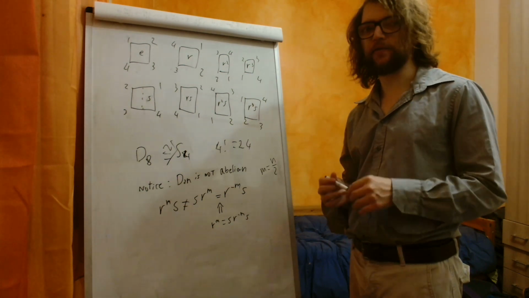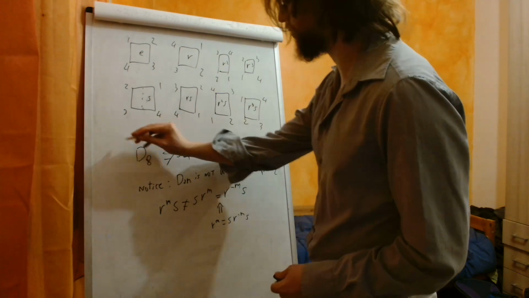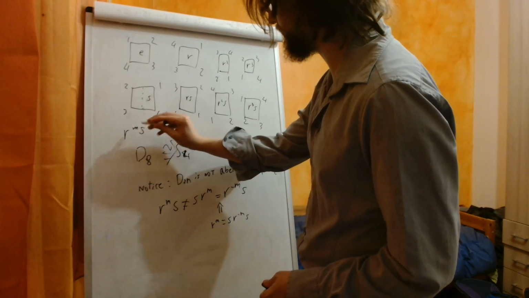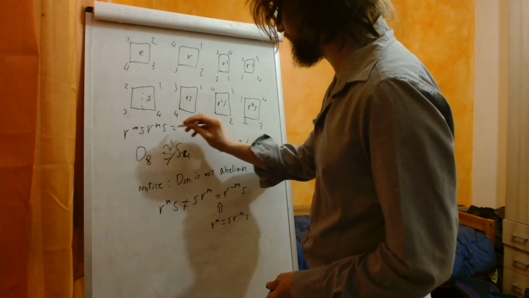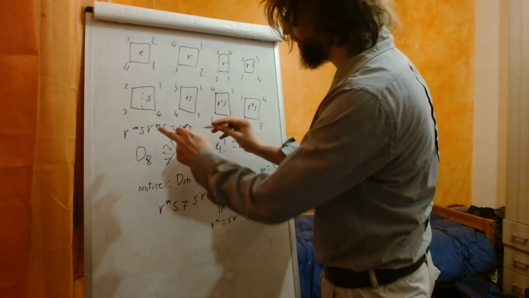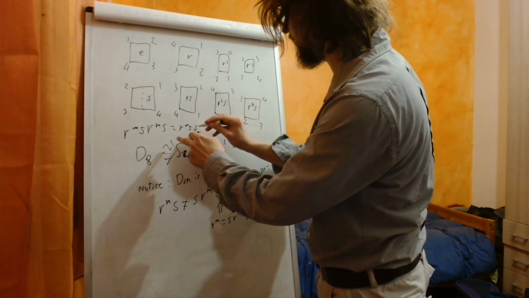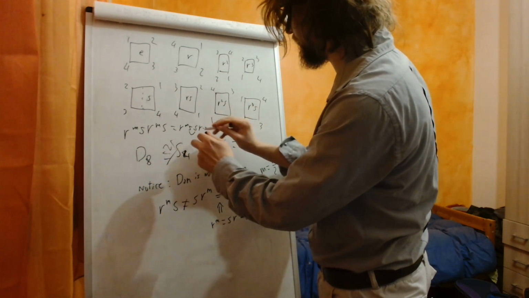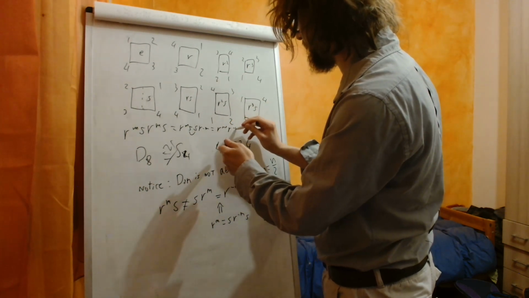Also, it's easy to verify what is obvious, that reflections have order 2, because given a generic reflection R to the m s, if we do it again, where R to the m s is s R to the minus m, so by associative property, this is E, and we have R to the m, R to the minus m, which is E.